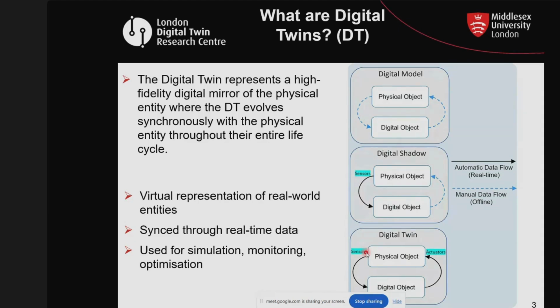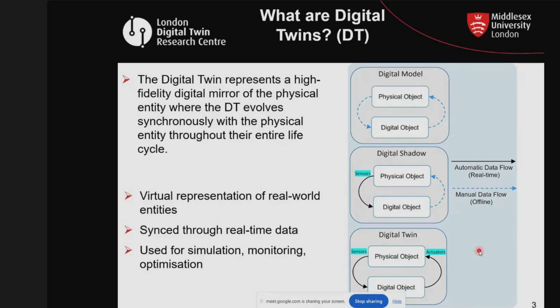Based on that, the current needs to be drawn by the car for charging. So that is where we define a complete digital twin. So it is bi-directional communication and actuation happening between the digital world and the physical object. Okay, so that is where we define the digital twin as a high fidelity digital mirror of the physical object, where the digital twin evolves synchronously with the physical entity throughout the entire life cycle.